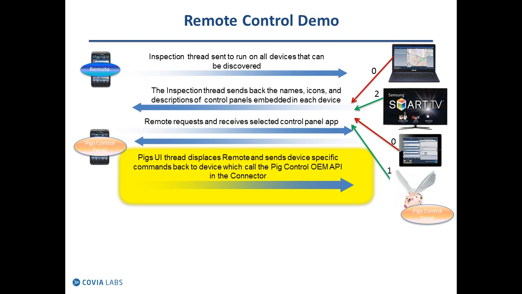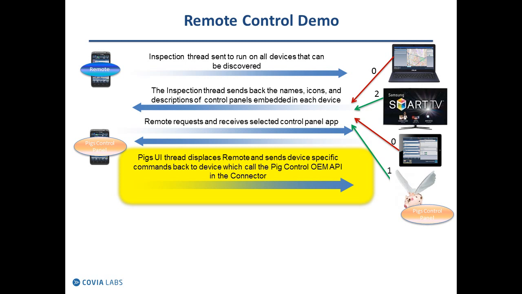Then, when I pressed Fly, the UI of the thread of the pig's control panel generated the Flap Wings event, which causes the hardware control thread running on the pig to call the connector's OEM-specific interface that was created as part of the port of the connector to run on the pig.